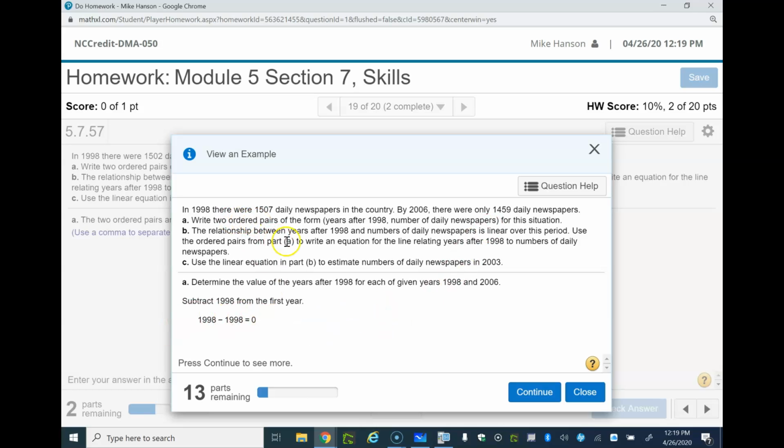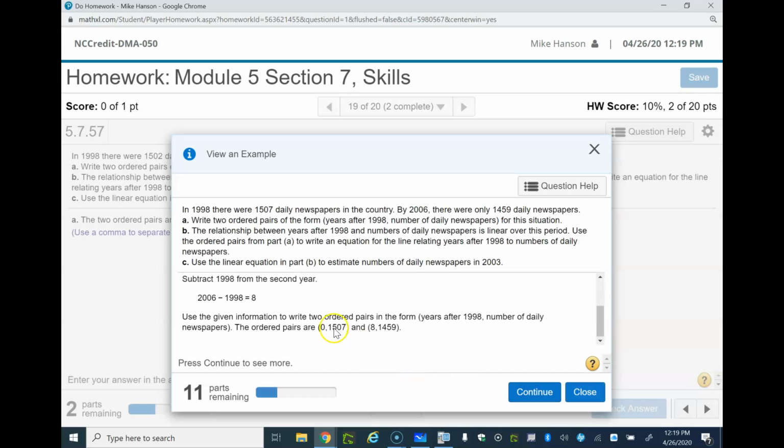You need to make sure your x's are the actual number of years. So since we started in 1998, this first ordered pair is going to be 0, and then the number of daily newspapers is 1507. That's our first ordered pair. The second ordered pair, well, how many years went from 1998 to 2006? If we subtract and find the difference, that's going to be 8. So 8 is going to be our first part, and then 1459 is going to be our next part.